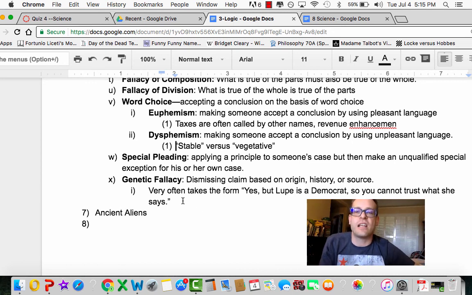And then the last is genetic fallacy. We covered this last time and I covered it a little bit earlier. But remember, the origin of a claim doesn't make it true or false. You have to look at the content. Now, the origin of the claim, the form of the claim, can tell us a lot about what's going on, but it doesn't tell us whether or not the thing is true or false.